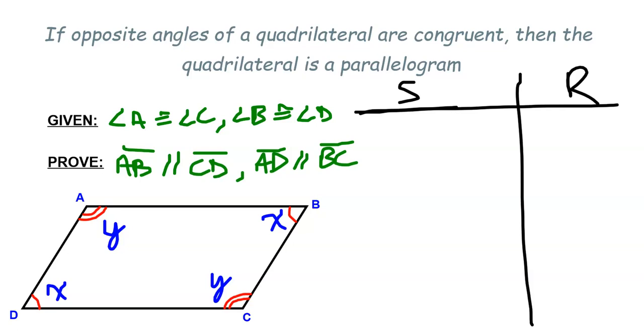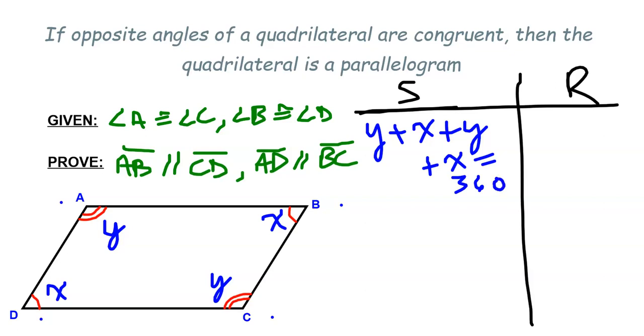So, if we have two angles in this quadrilateral that are measure x, and two angles that are measure y, something that we know about quadrilaterals is that the sum of the angles is 360 degrees. So in this case, if we go from angle A to angle B to angle C to angle D, then y plus x plus y plus x must equal 360. Why? Because there are 360 degrees in a quadrilateral. Great.